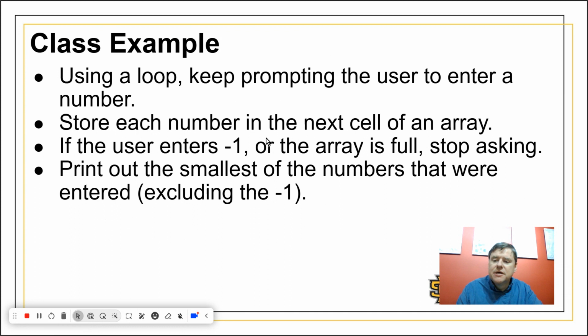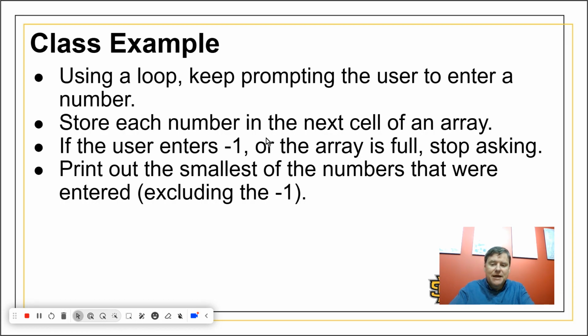All right. So, using a loop, keep prompting the user to enter a number. Store each number in the next cell of an array. If the user enters -1, or if the array is full, stop asking. Print out the smallest of the numbers that were entered, excluding the -1. Again, I want you to pause the video right now, and then when you come back, we're going to take a look at what a good answer is. So you're going to keep prompting them for information, and then we're going to go from there.